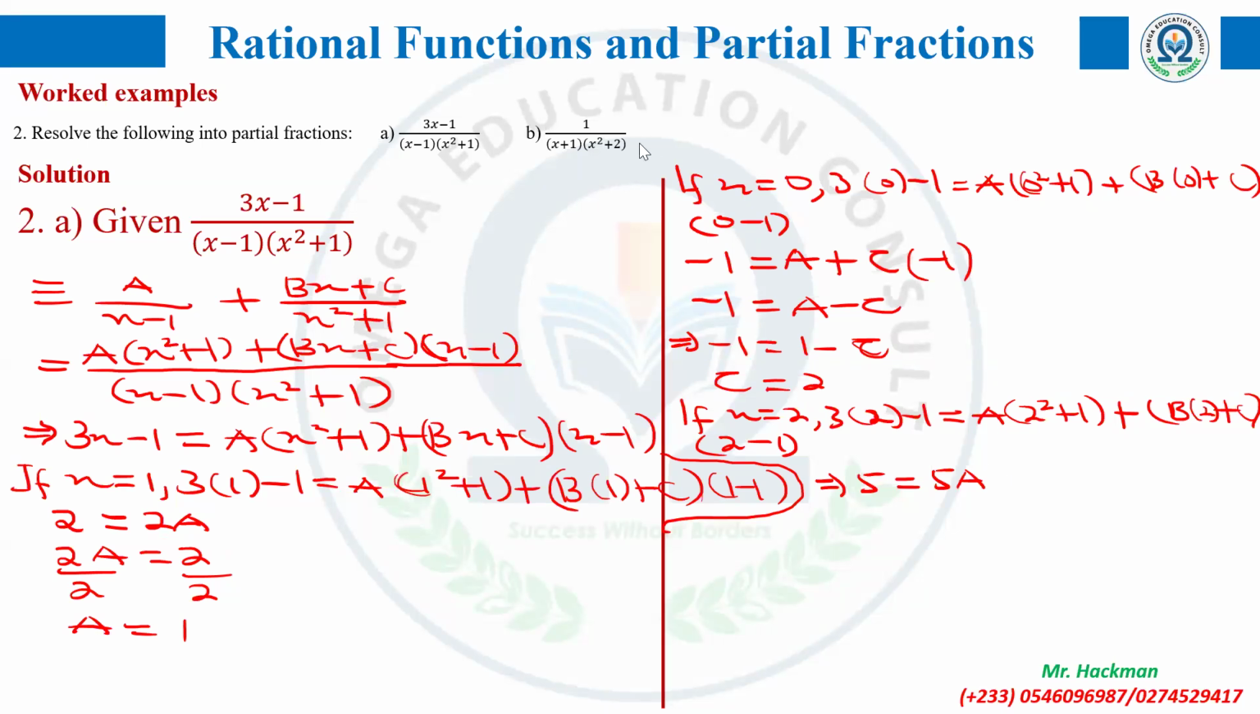Oh, I've seen another hand. Forgive me. Okay, all right. Kasha, Prof. Kasha. Mr. Hackman.